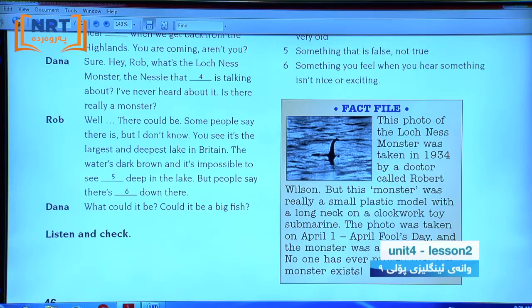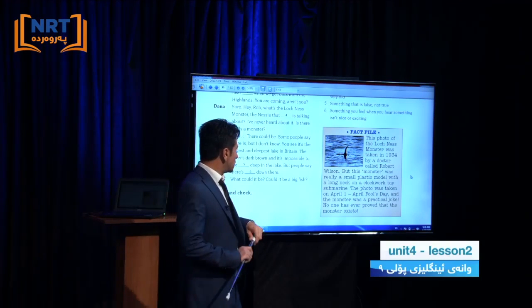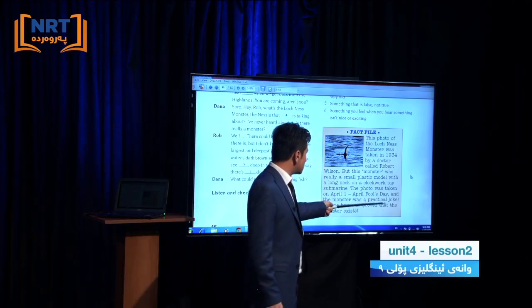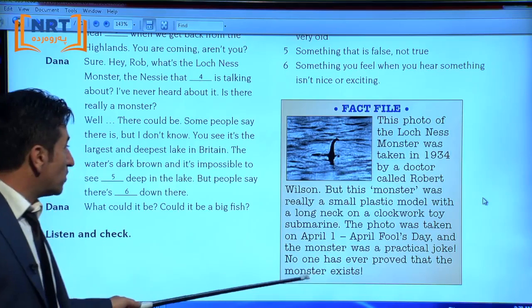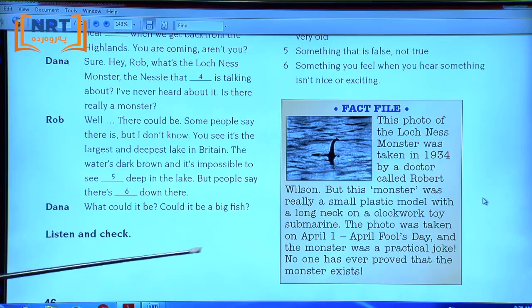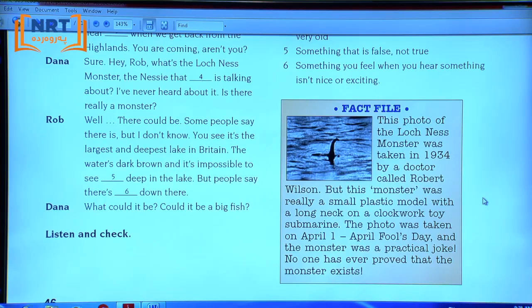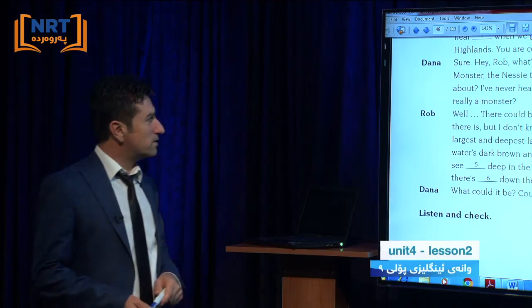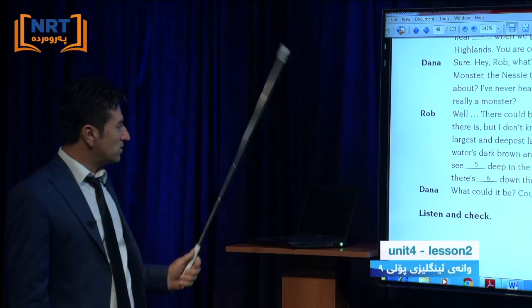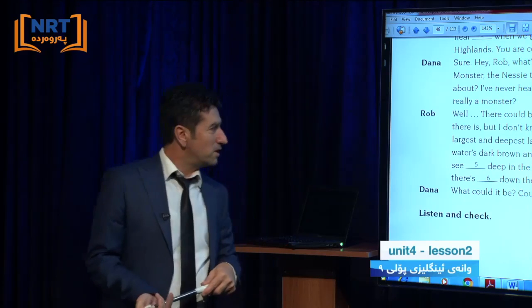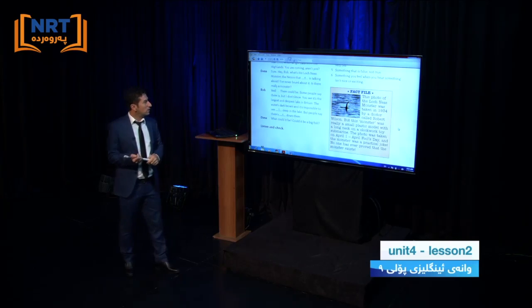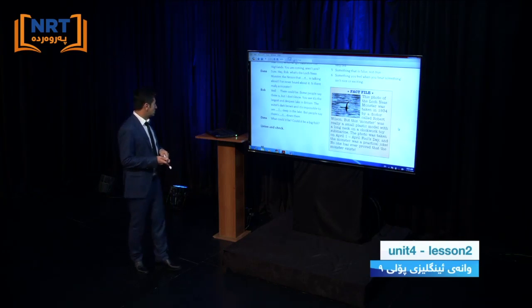And the monster was a practical joke. What? Practical joke. Here we said this is not real. It is just a fake. Fake means something false, not true. So here, the monster was a practical joke. No one has ever proved that the monster exists. So by this, we know this is just a joke. Loch Ness is not real. It is just fake news for attracting people, tourists to Scotland.